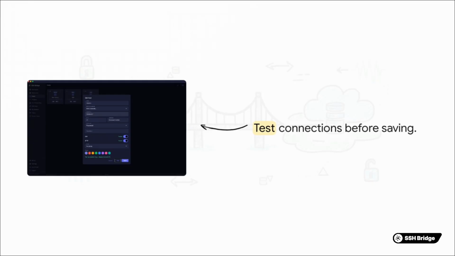Now, before you hit save, I want to point out a truly crucial feature. See those toggle switches that say tested? Once you put your details in, hit that test button. SSH Bridge will actively verify both your SSH and SFTP connections before you even save. It is a massive time saver because it ensures everything is configured correctly right out of the gate. No more annoying connection timeouts later.